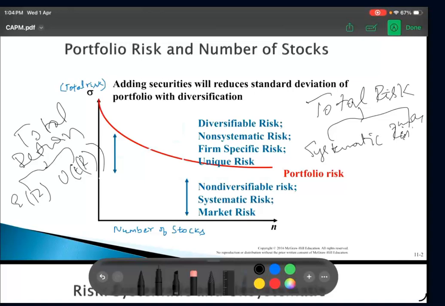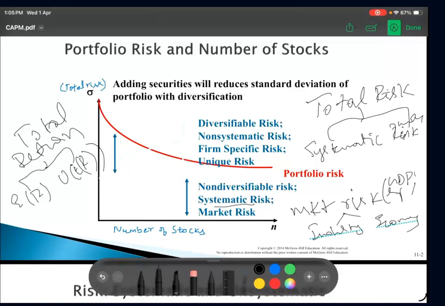The systematic risks are what you can call market risk, which means they are not firm specific risks. These are risks which impact the whole industry or the whole economy. Examples of systematic risk could be GDP, political stability, inflation, FDI, unemployment rate, and so on.